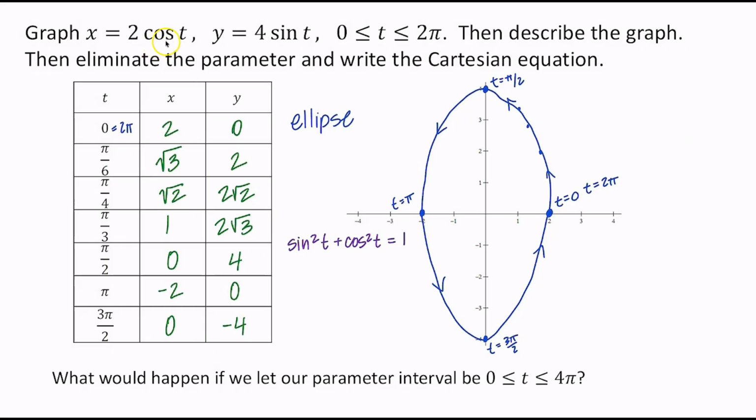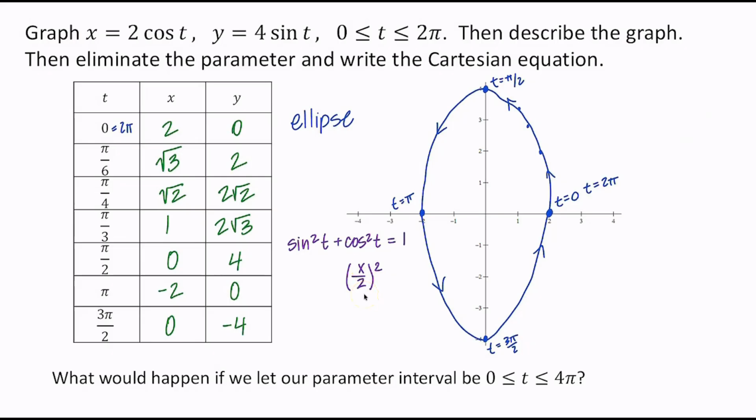So if I go ahead and divide both sides of this equation by 2, I will get that cosine t is equal to x over 2. So I can come over here and replace cosine t with x over 2. And since cosine is squared, I have to square x over 2.